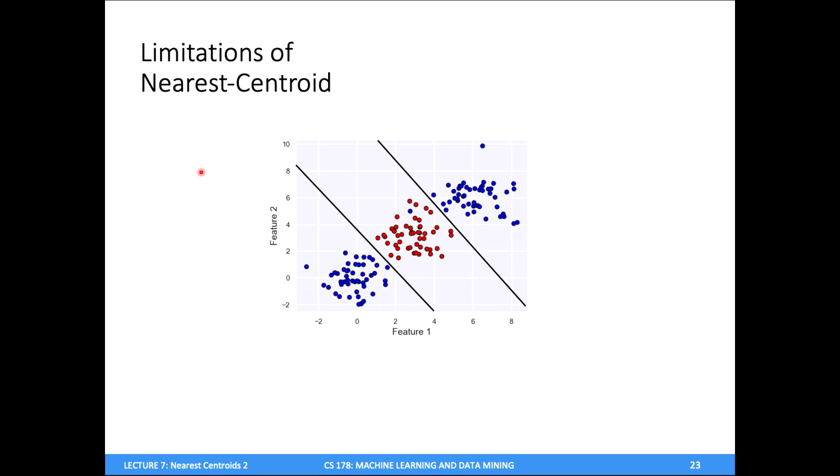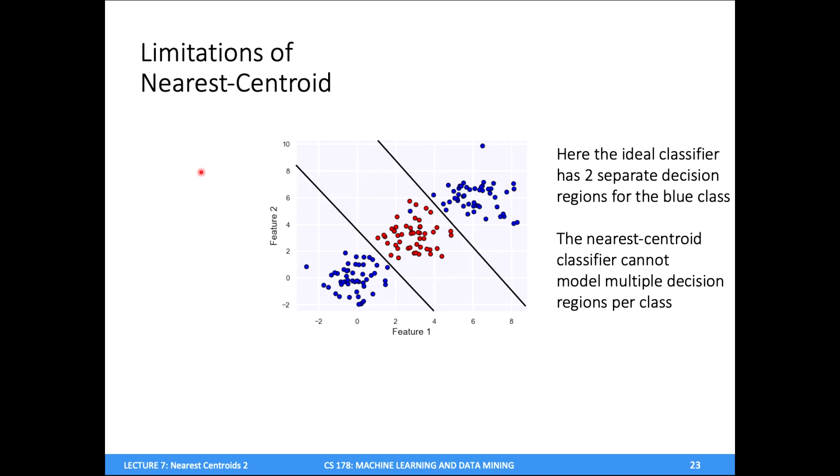Another limitation of the nearest centroid classifier is that even if your data is linearly separable, if it requires two lines, then your nearest centroid algorithm still isn't going to do the right thing. So in this case, there's really two separate decision regions for the blue class. Ideally, we'd like to have this be for the blue class, this region for the red class, and this region for the blue class. But our nearest centroid classifier really can only make one decision region per class. So again, another limitation of this very simple classifier.